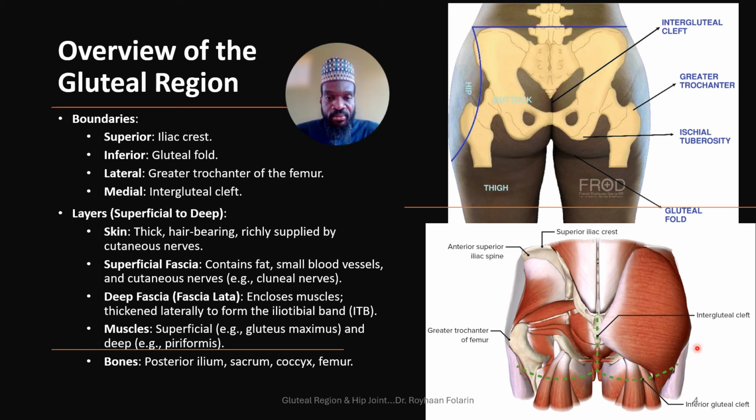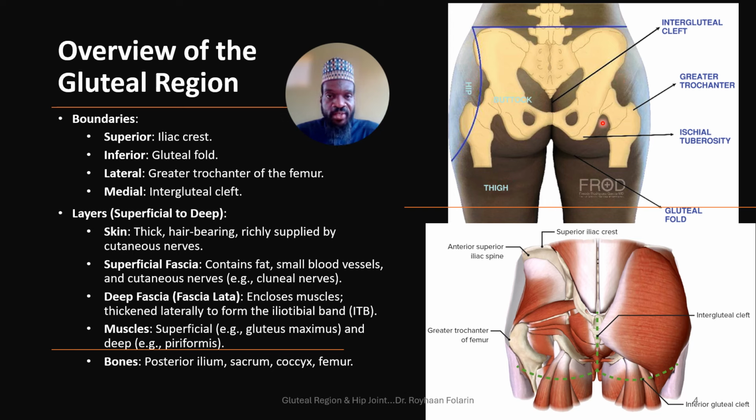Laterally, the gluteal region is bordered by the greater trochanter of the femur, while medially, it is bordered by the intergluteal cleft. That's the cleft you have between both gluteal regions. With this, we understand the boundary, the extent of the gluteal region.